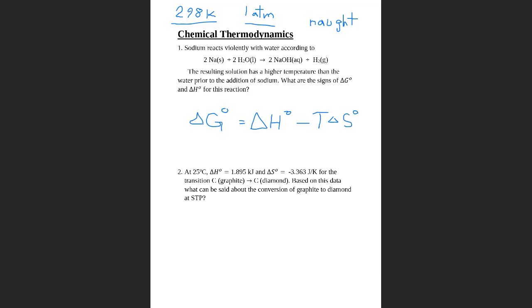Yes, go ahead. So when we are able to assume the signs for delta G naught, we can assume whether or not the reaction is spontaneous or non-spontaneous. Yes, exactly. So in this case, from the description, is this reaction spontaneous? Does it happen on its own? Or do you need to add energy to make it happen?